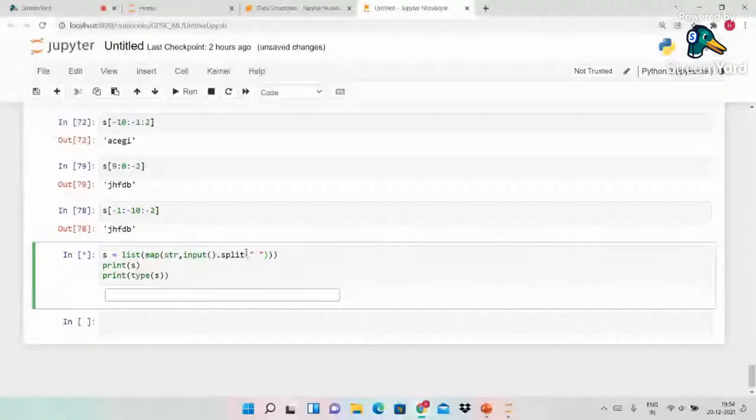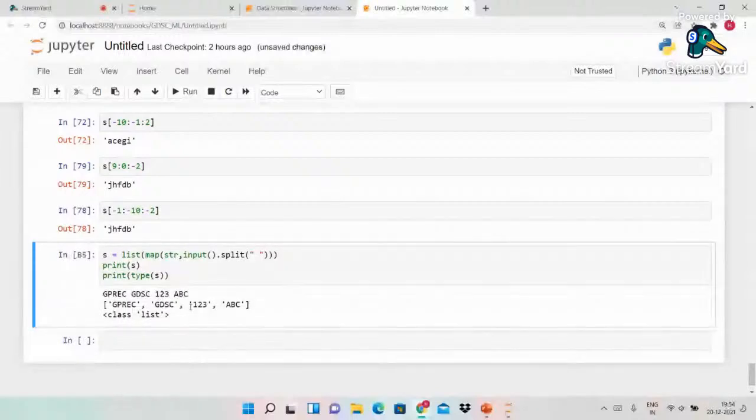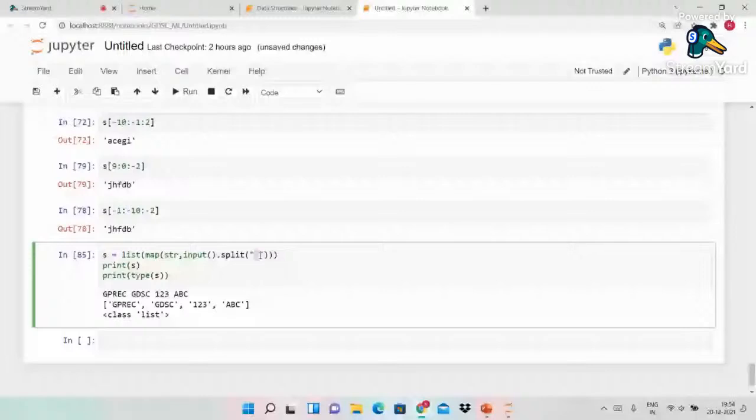Okay, GPREC. I'm very obsessed with my polish, that's the reason I use it wherever I go. 1, 2, 3, ABC. Okay, it still works, right? Whenever we have a space, it still works. Whenever it encounters a white space, the word before and after the white space will be taken as two different items. Split means you're telling the interpreter, whenever you find a space, take the word before it as an item, and the word after the space as an item until you find another white space. That is what it signifies.